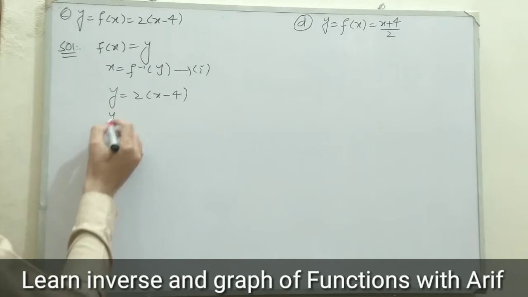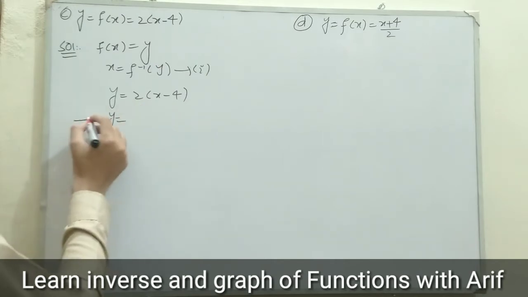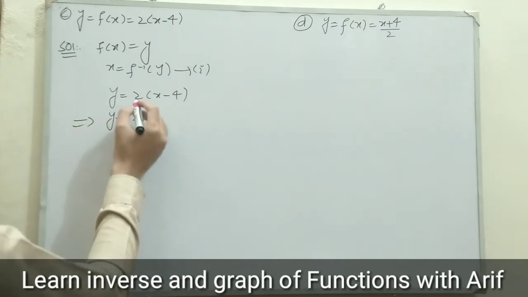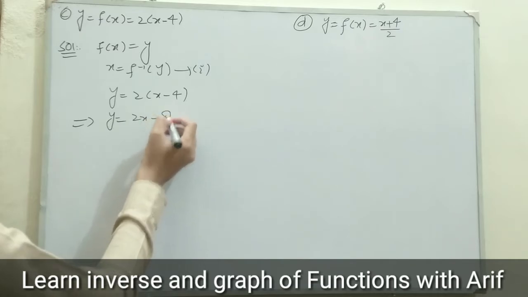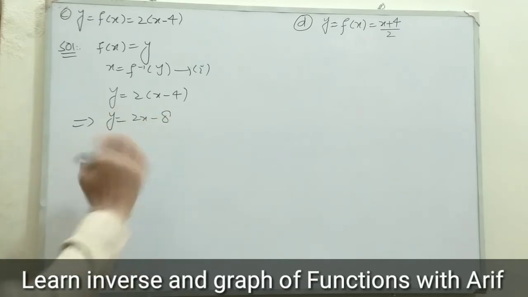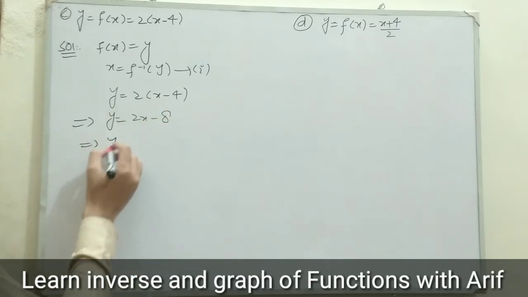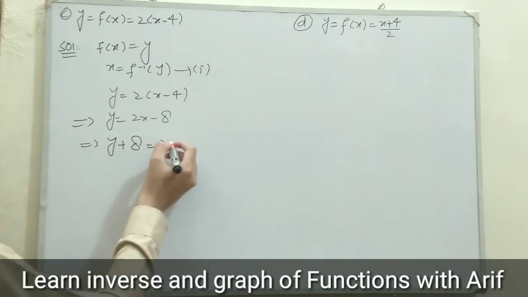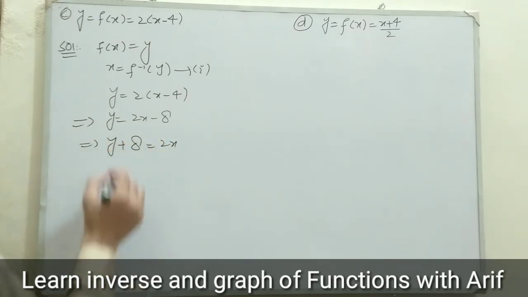So it becomes y is equal to, multiply 2 with x, it becomes 2x. Multiply the same 2 with minus 4, it becomes minus 8. Now shift minus 8 to the left hand side, it becomes y plus 8 is equal to 2x. We are interested in x, so divide both sides by 2.